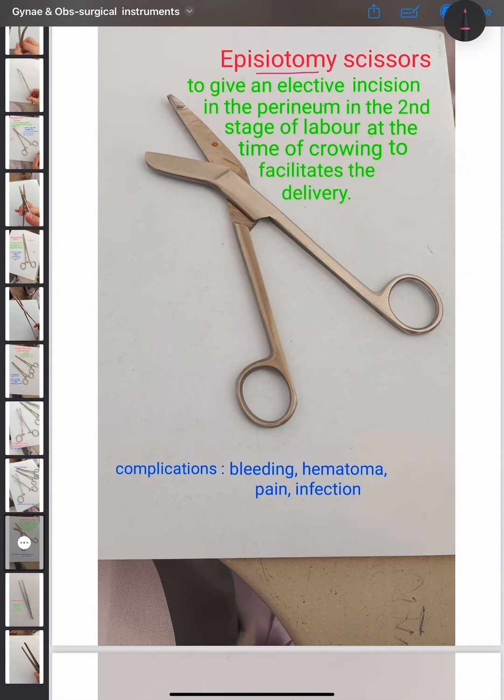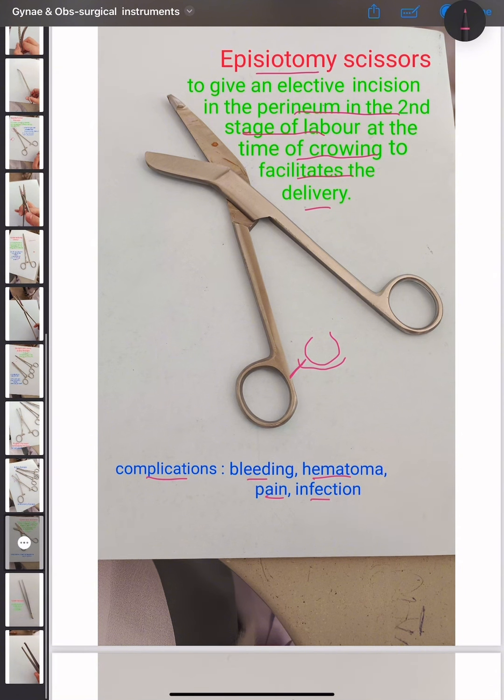This is the episiotomy scissor. It is used to give an elective incision in the perineum in the second stage of labor at the time of crowning to facilitate the delivery. When the delivery is stuck or there is obstructed labor and there is crowning of the baby, that is, the head is stuck, the episiotomy scissor is used to give an incision in that place, and that process is known as episiotomy. What are the complications? Bleeding, hematoma, pain and infection can occur.